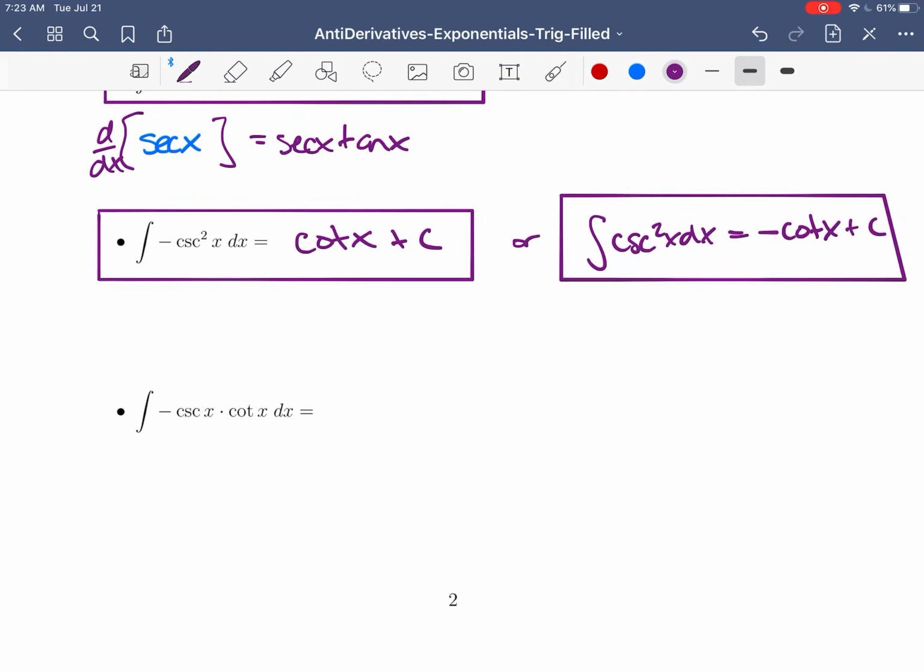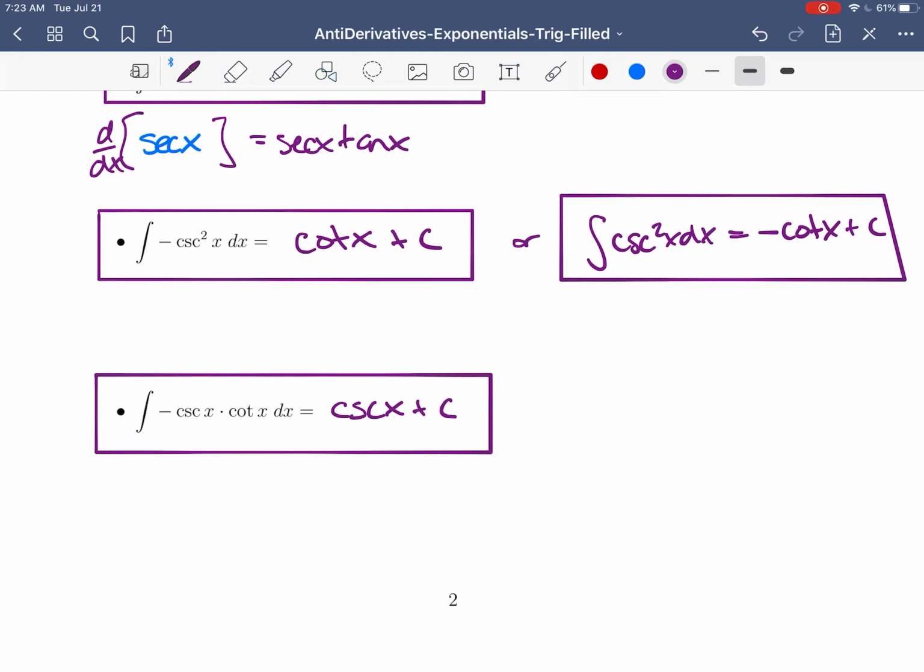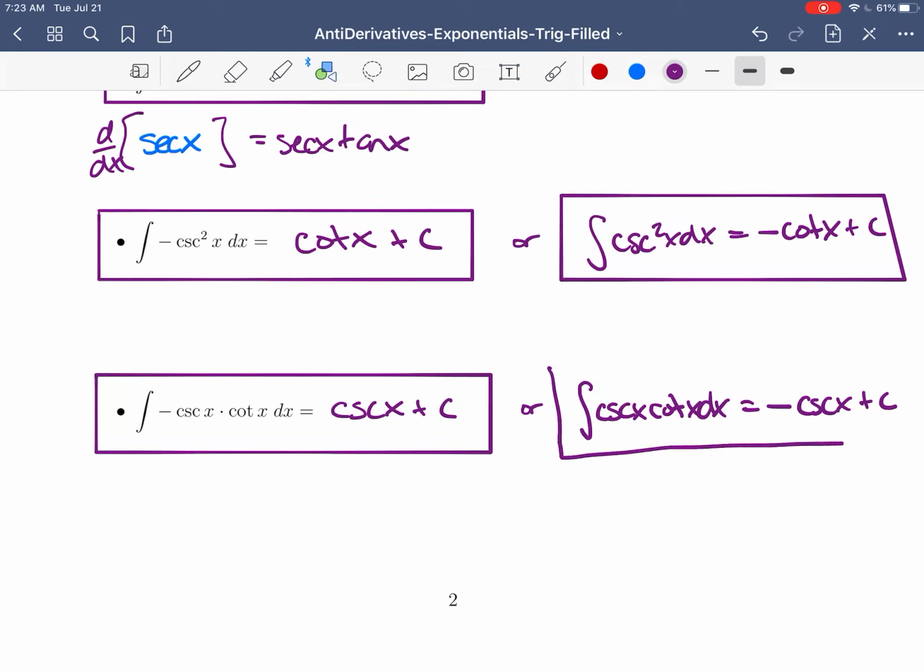Similarly, the negative cosecant x times cotan x, this is the derivative of cosecant x. Or again, you could write this as cosecant x cotan x with a positive, and then it's going to be negative cosecant x. Like I said before, the more derivatives you know, the more antiderivatives you know, because then you know the antiderivative of the thing that you just differentiated. So these are some trig ones.